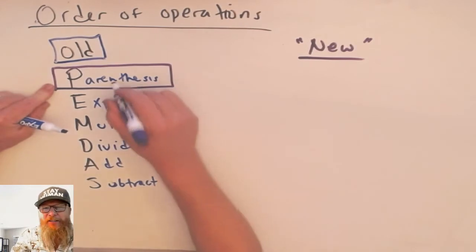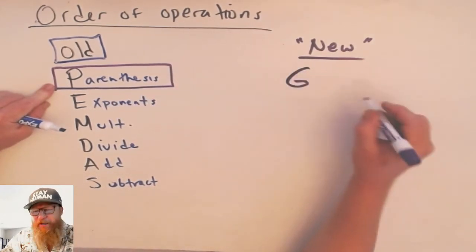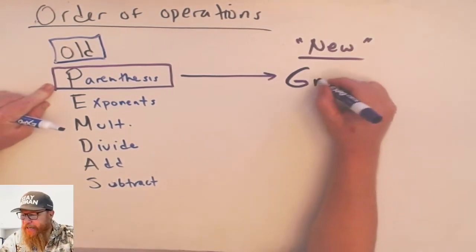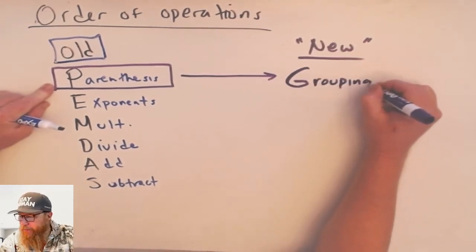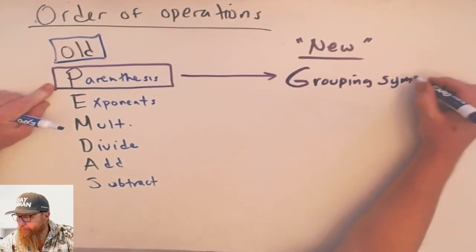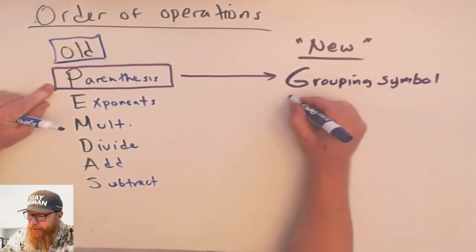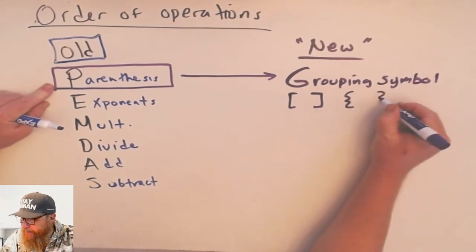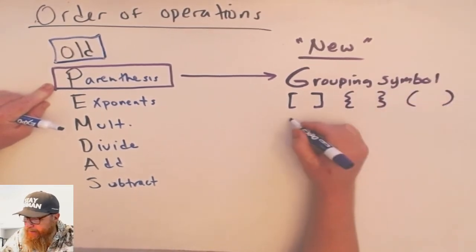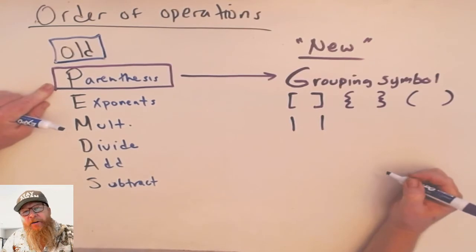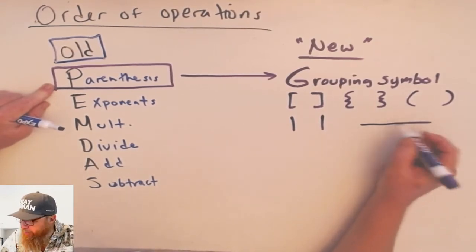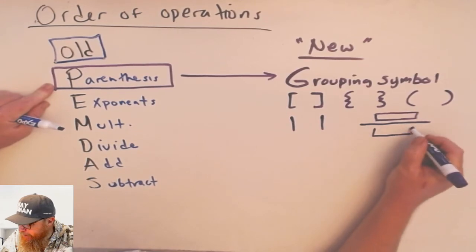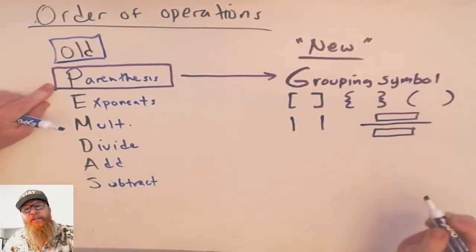We try not to use the word parentheses anymore. We like to use the letter G. G stands for any grouping symbol, such as brackets, braces, parentheses, absolute value bars, or fractions. Expressions that are in the form of fractions.